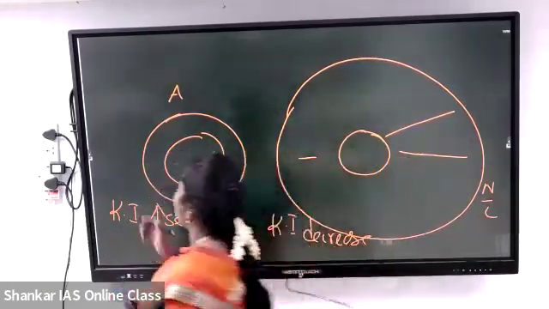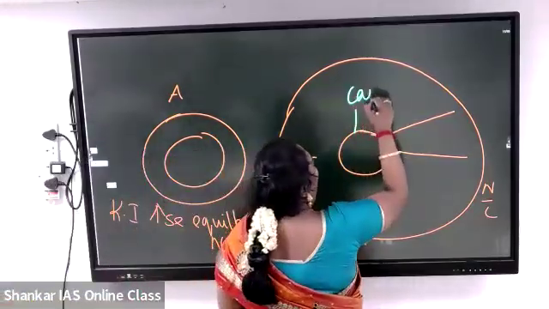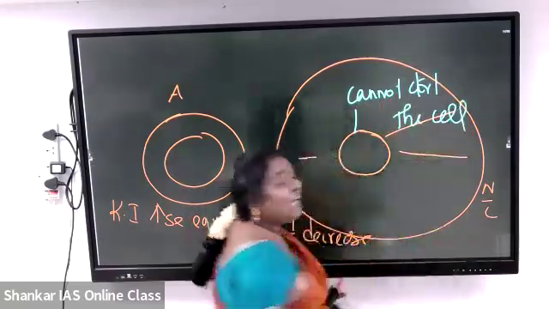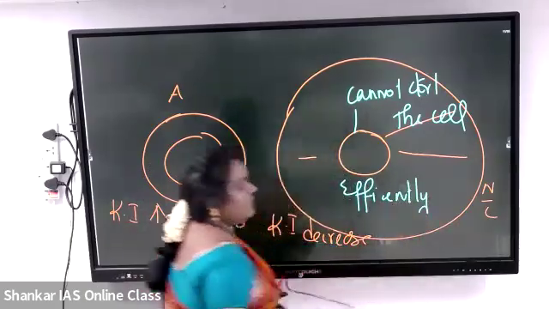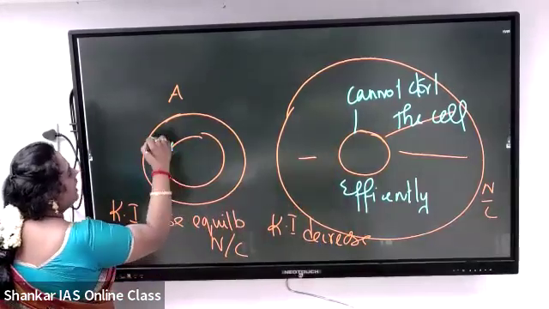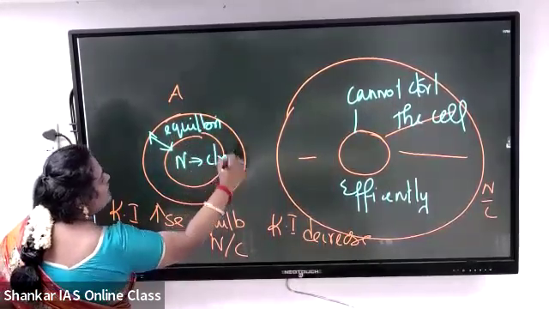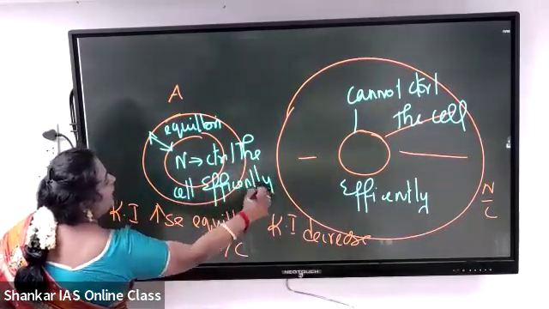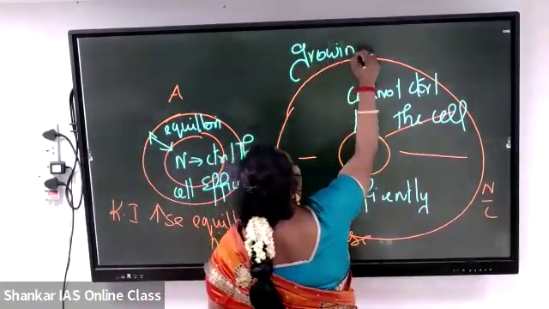So what condition occurs here exactly? The nucleus cannot efficiently control the cell. That is the word: they cannot efficiently control the cell. But in cell A, the nucleus and the cytoplasm are in equilibrium, so the nucleus can control the cell efficiently. But whereas when the cell starts growing, what happens exactly here?